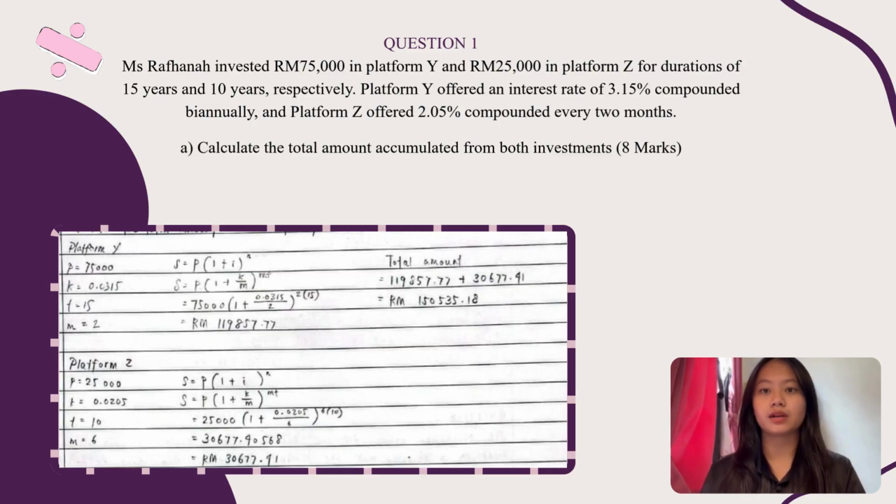But we can't leave the answer hanging because the question asks for the total amount accumulated from both investments, which we have to add. 119,857 ringgit and 77 cents plus 30,677 ringgit and 41 cents, amounted to 150,535 ringgit and 80 cents.